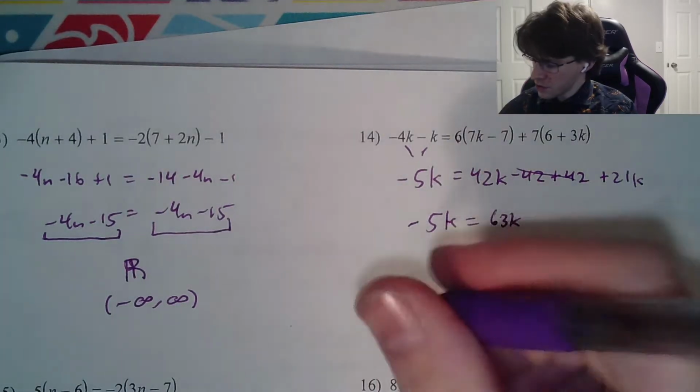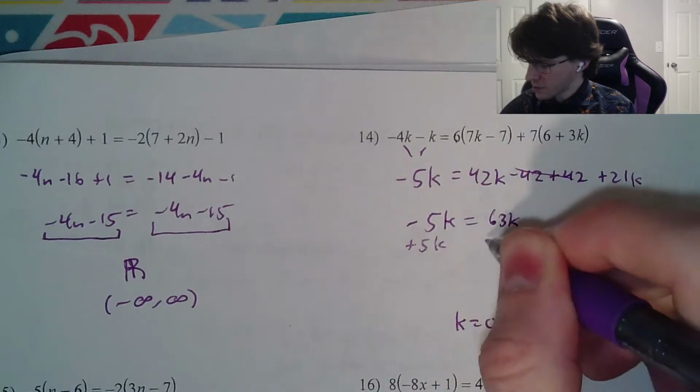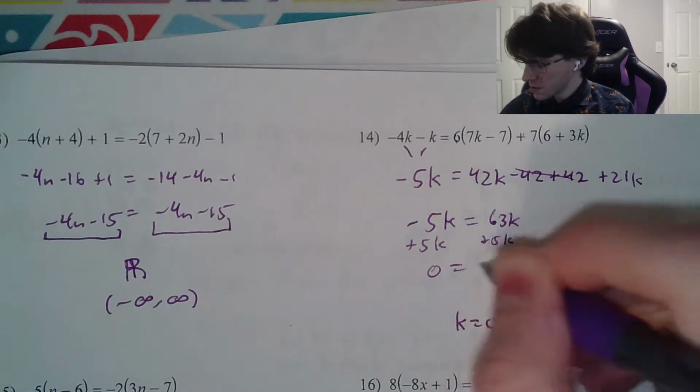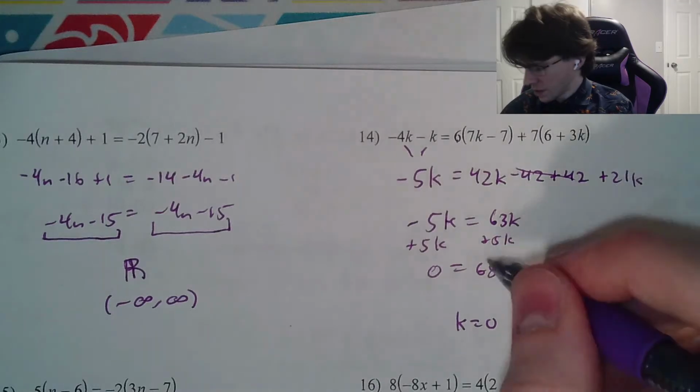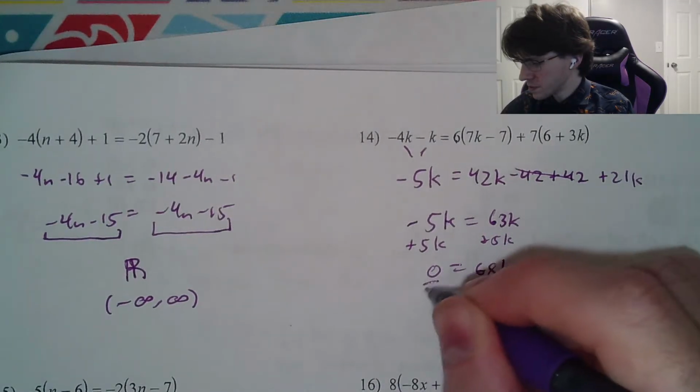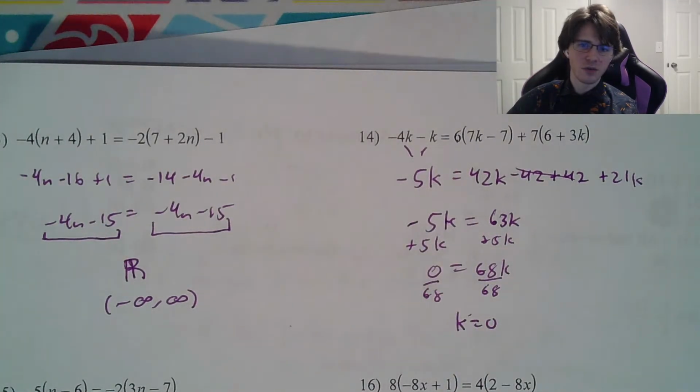If that doesn't work for you, the other thing to do is just remember you can add 5k to both sides. You get 0 is equal to 68k, and then divide both sides by 68. Either way, you get k equal to 0.